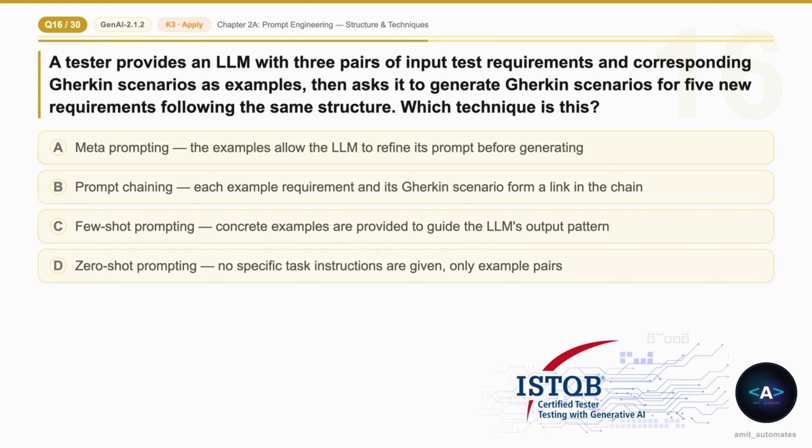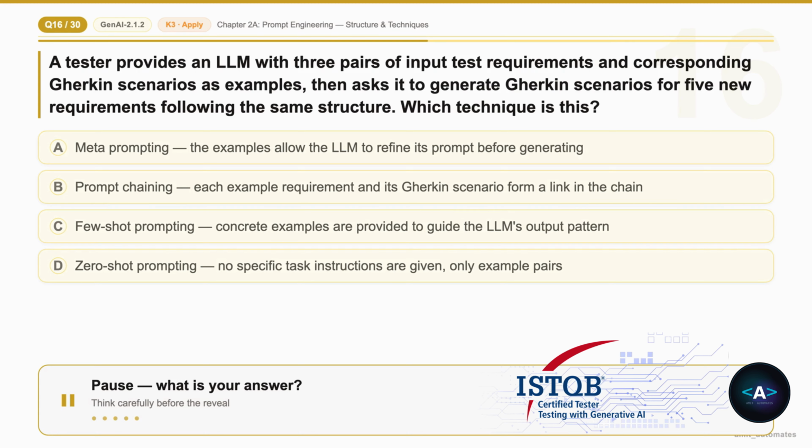Which technique is this? Your options are A. Meta-prompting. The examples allow the LLM to refine its prompt before generating. B. Prompt chaining. Each example requirement and its Gherkin scenario form a link in the chain. C. Few-shot prompting. Concrete examples are provided to guide the LLM's output pattern. D. Zero-shot prompting. No specific task instructions are given, only example pairs. Take a moment. What is your answer?